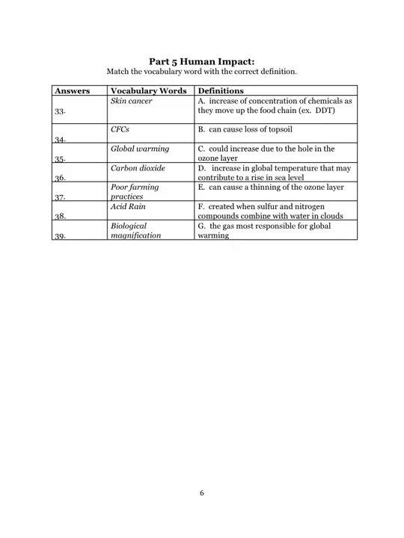Now we'll review some of the human impacts that we've talked about in ecology. So number 33 is skin cancer, and skin cancer can be increased because of the hole that has developed in the ozone layer. So that's C.